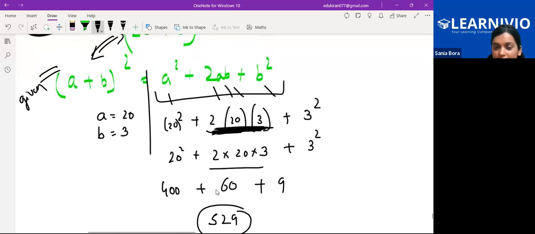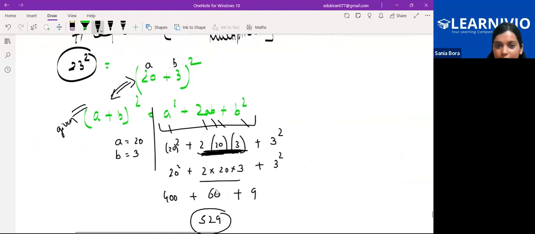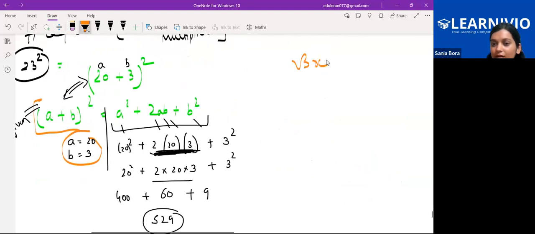Any comments? Okay, so that anyone who didn't get it, they'll let me know. So whenever the question comes, you have to find the square but without the actual multiplication. First step, break it and find A and B. Just remember this identity, and put the values. Second step, write the formula and put the values. And I think everybody now knows how to do the calculation.